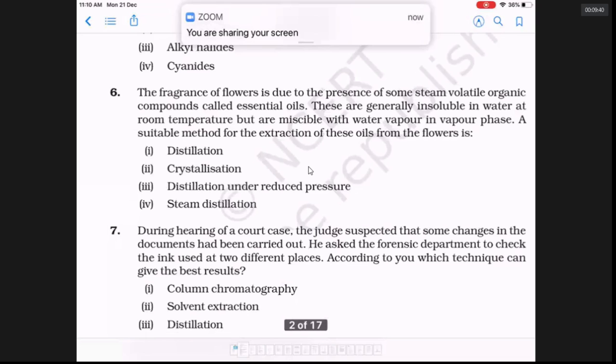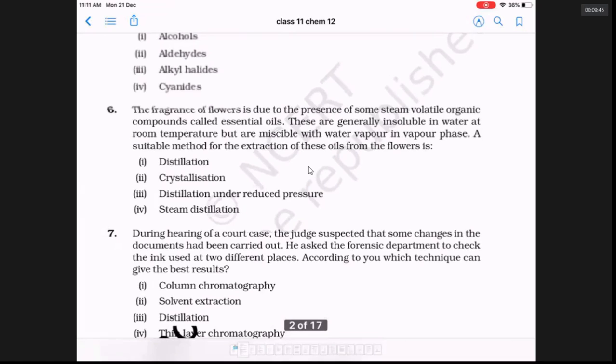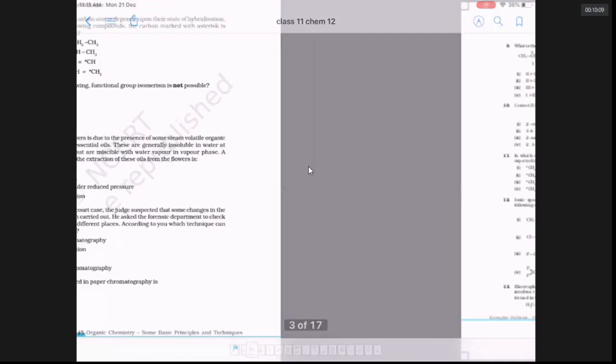Let us look at question number 6, sir. The fragrance of flowers is due to the presence of some steam volatile organic compound called essential oils. These are generally insoluble in water at room temperature, but are miscible with water vapor in vapor phase. A suitable method for the extraction of these oils from the flowers is called what? Steam distillation. What is it called, sir? Distillation. Okay. It is given in the NCERT book also. You can check up the answer also.